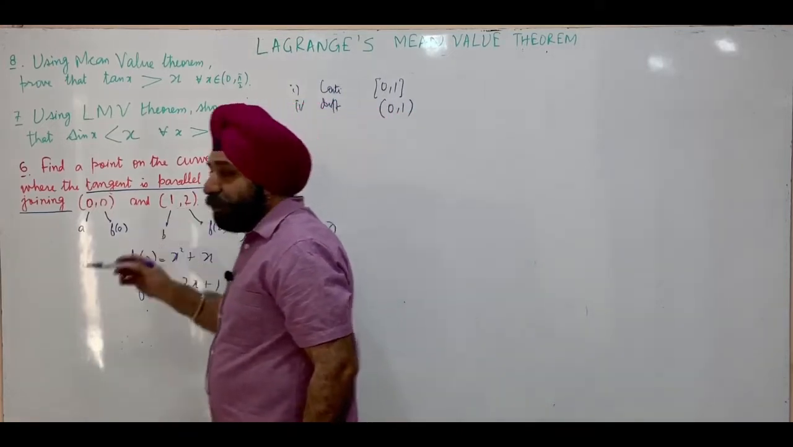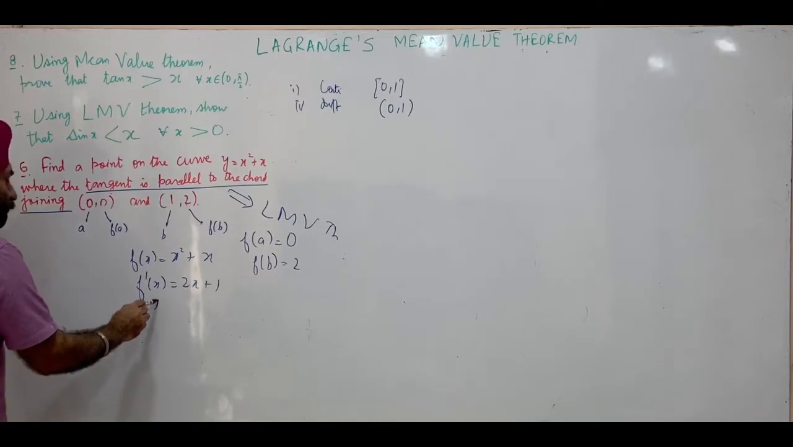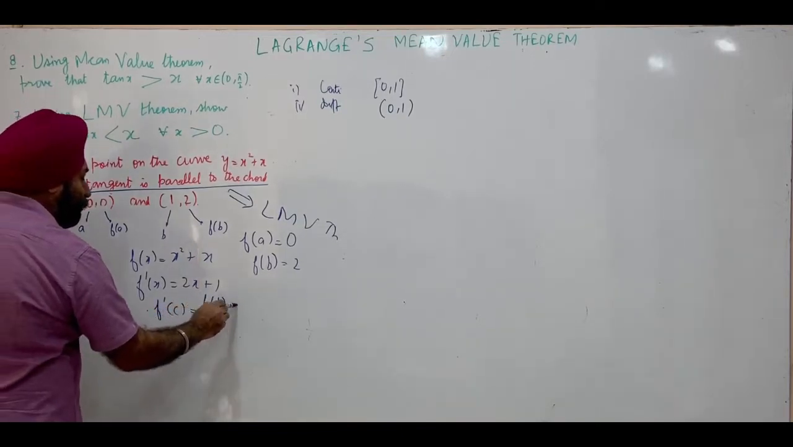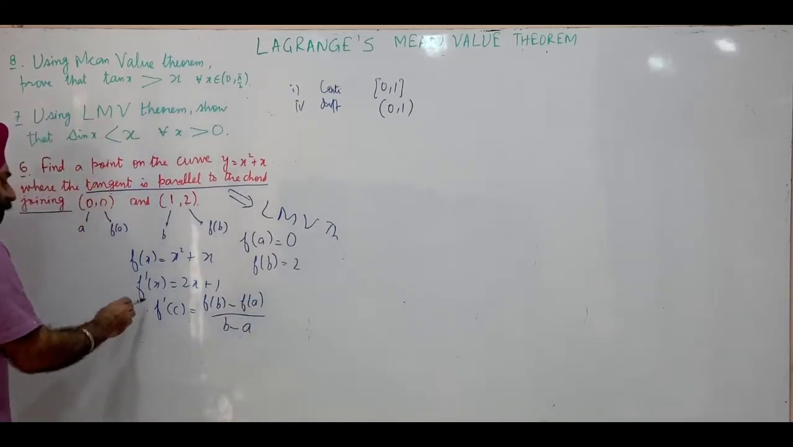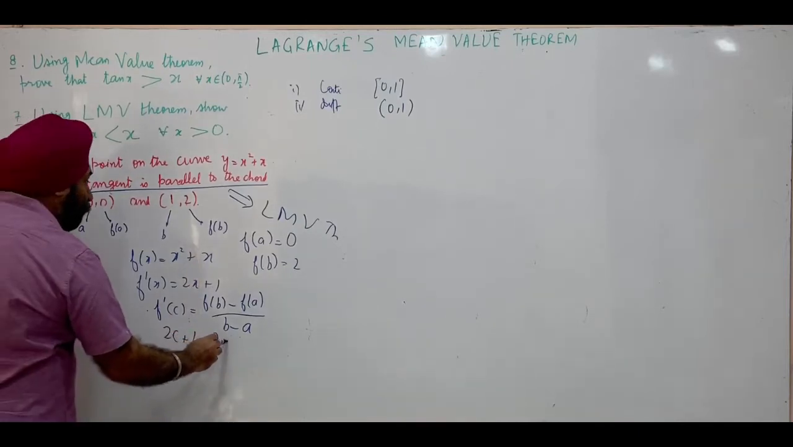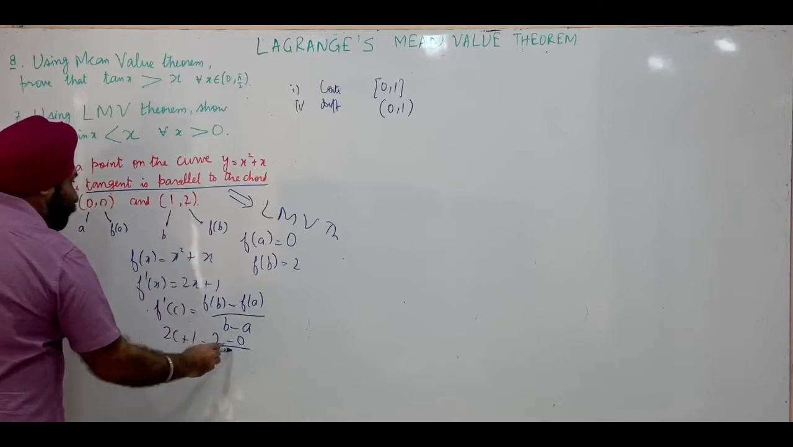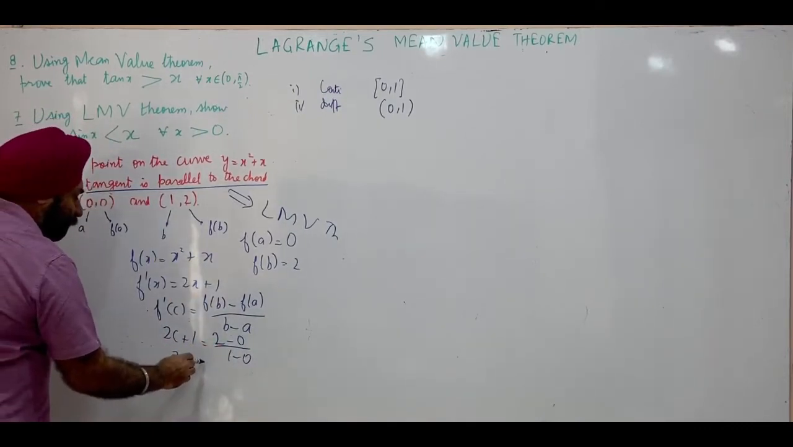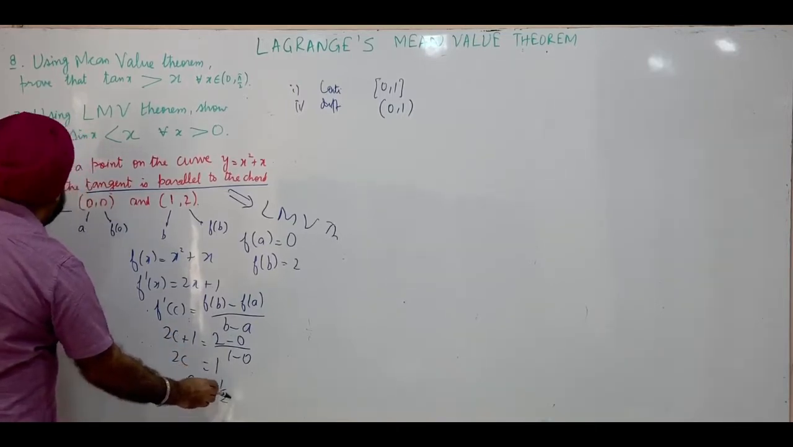So therefore, Lagrange's theorem is applicable to the function, according to which f dash of c is equal to f of b minus f of a upon b minus a. F dash of c is 2c plus 1, f of b is 2, f of a is 0, upon b minus a, that is 1 minus 0. This gives us 2c equals 2 minus 1, or c is equal to 1 by 2.